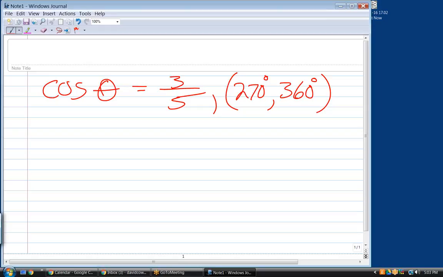Okay, and what's the question? Find the values of sine 2 theta, cosine 2 theta, and tan 2 theta for the given value and interval. Sine 2 theta, cosine 2 theta, and what's the third one? Tangent 2 theta.